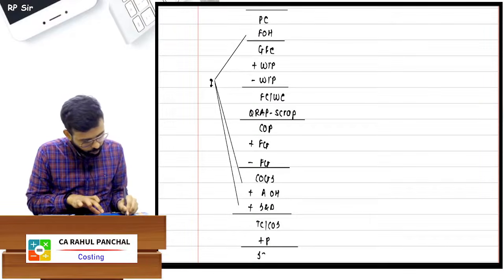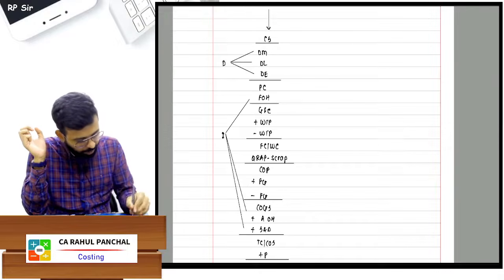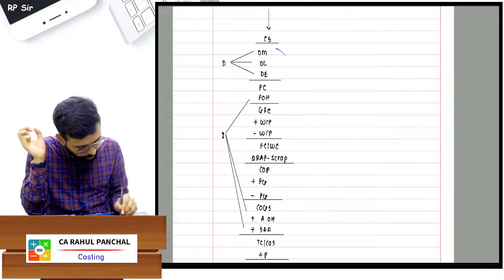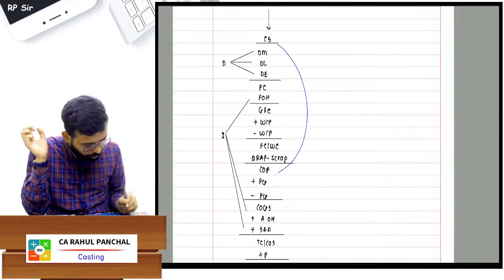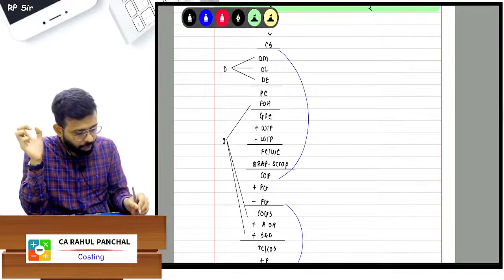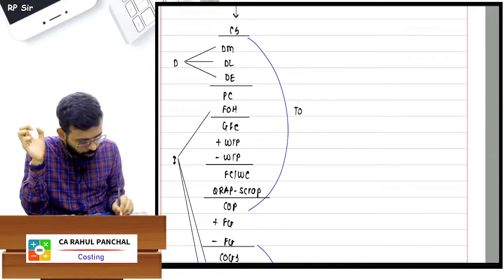Now a few things which we need to take into consideration. If you want to calculate CPU till cost of production, there is one formula. If you want to calculate CPU after COGS, there is another formula. If you want to calculate CPU up to cost of production, the formula will be total cost, that is total column, divided by quantity produced.